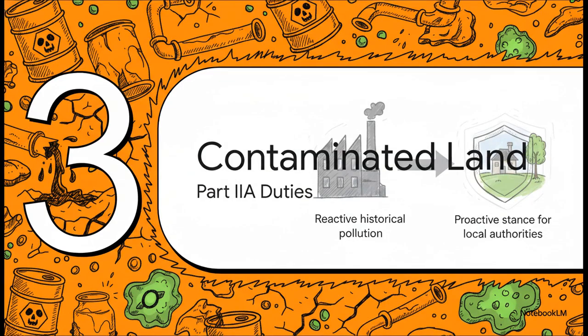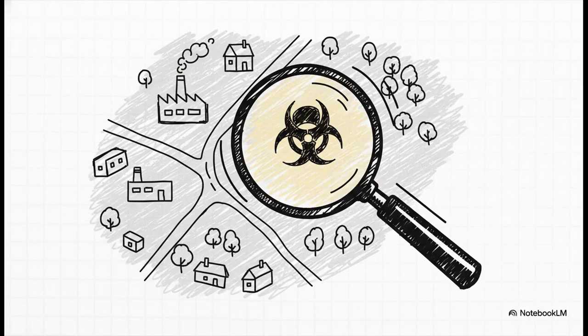Next up, let's get into a more specialized but absolutely critical area, contaminated land. Part 2A of the Act sets out a very specific list of duties for local authorities, and it's all about moving from being reactive to being proactive about historical pollution. The most important thing to get from Section 78B is that this is a statutory duty. The law literally requires every local authority to actively inspect its area to find contaminated land. This isn't about waiting for a problem to be reported. It's about having a strategy to go out and find these sites and deal with them.